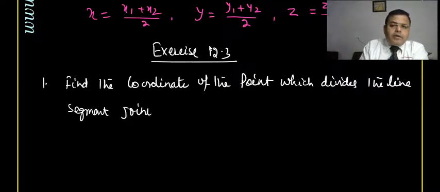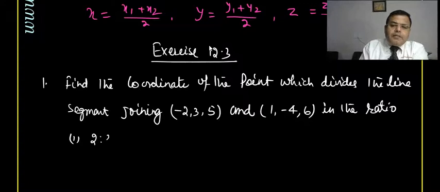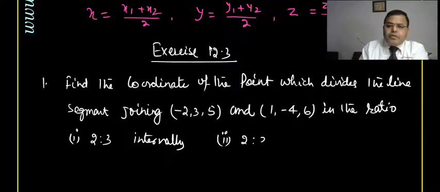joining (-2, 3, 5) and (1, -4, 6) in the ratio 2 is to 3 internally and 2 is to 3 externally.